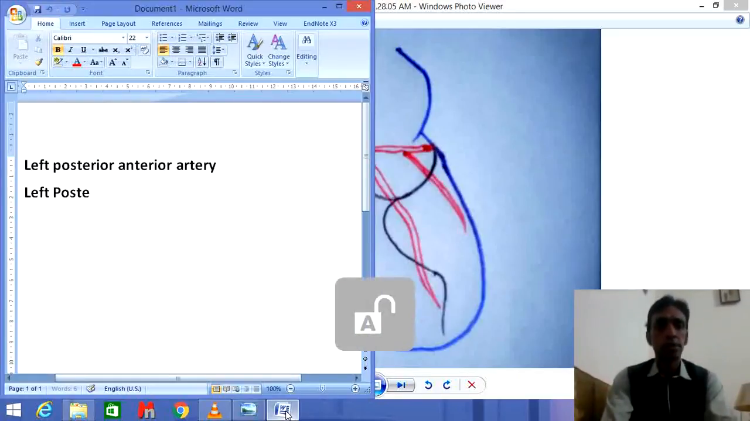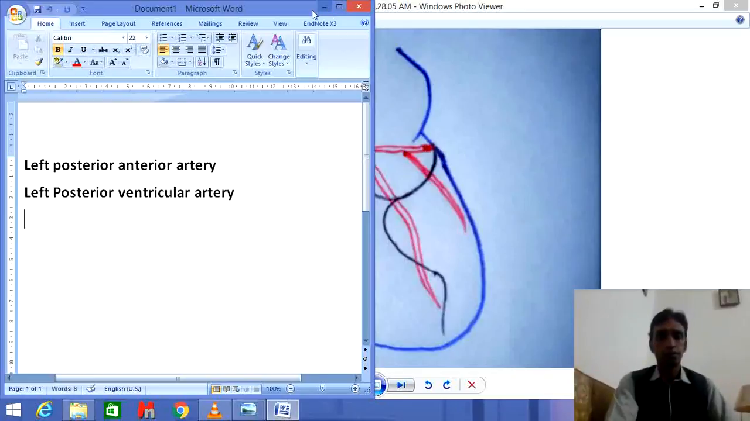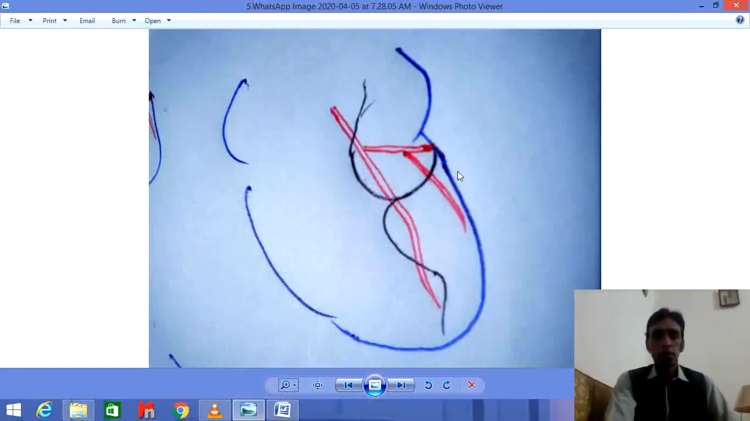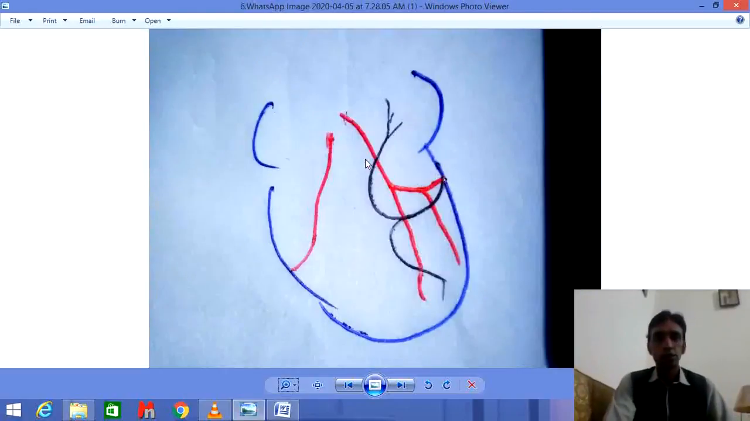Left posterior ventricular artery. This was all about the left coronary artery. Now coming toward the right coronary artery.